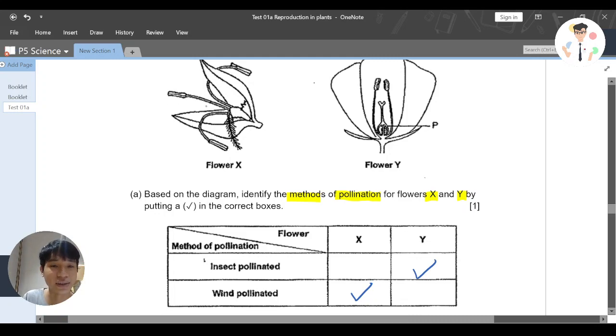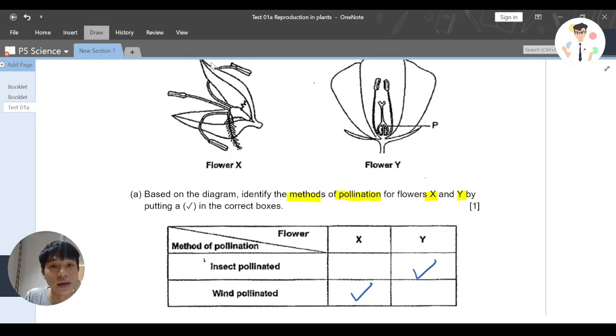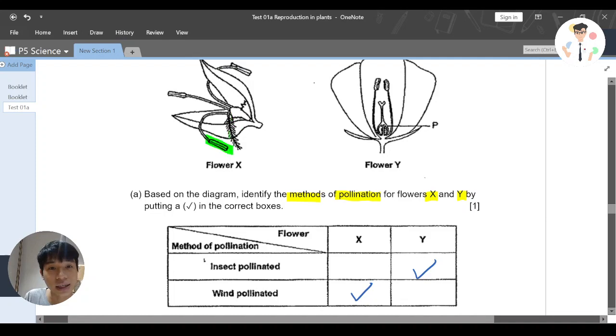Why is X wind pollinated? How do we identify? That's very easy. As we can see from here, the anther and the stigma are sticking outside of the petals. That's why the pollen grains are easily carried by the wind, and the stigma is easy to gather them. And you can see this with a large surface.